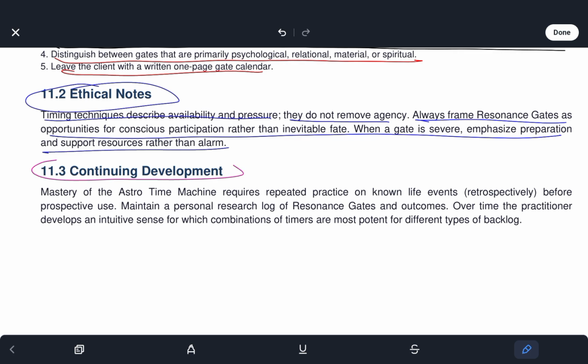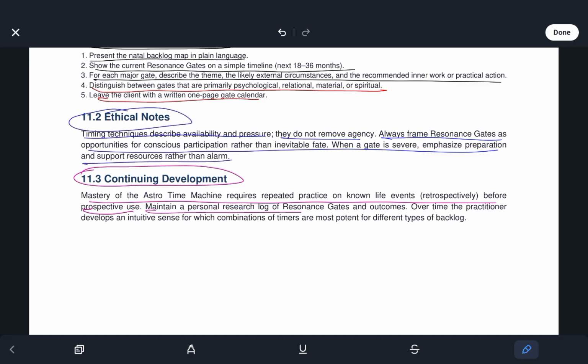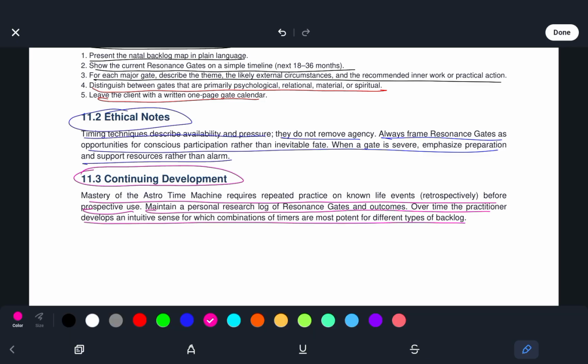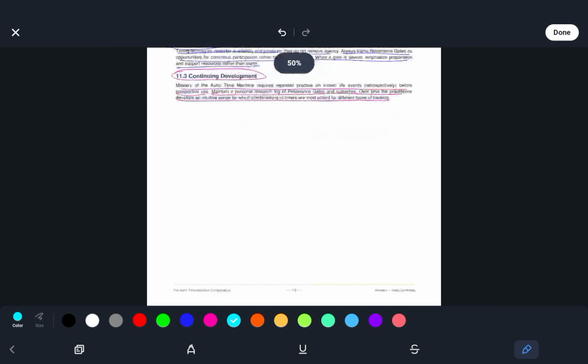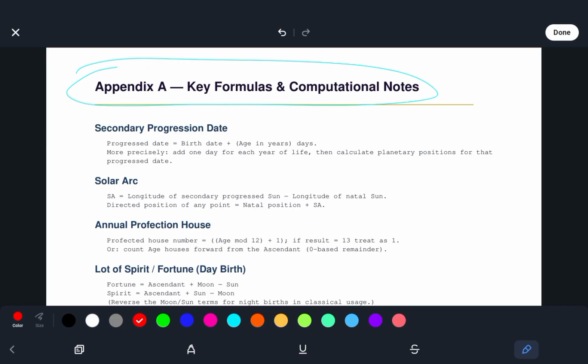In continuing development, mastery of the ATM requires repeated practice on known life events retrospectively before prospective use. Maintain a personal research log of resonance gates and outcomes. Over time, the practitioner develops an intuitive sense for which combinations of timers are most potent for different types of backlog. Appendix A shows key formulas and computational notes.